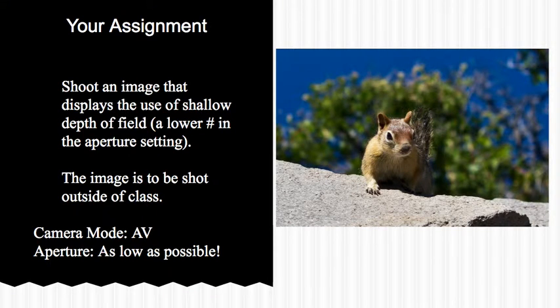Okay, and for your assignment, I'd like you to go out and shoot an image that displays the use of shallow depth of field. So I want you to use a lower number in your aperture setting. The image is to be shot outside of class, and you want your camera to be in AV mode, and you want your aperture to be as low as possible. Changing the aperture is just like how you would change your shutter speed on TV mode.